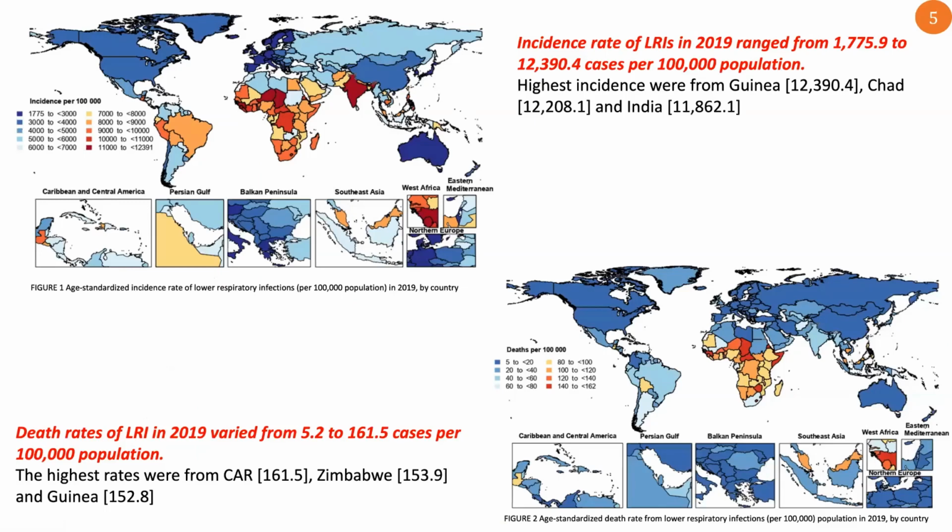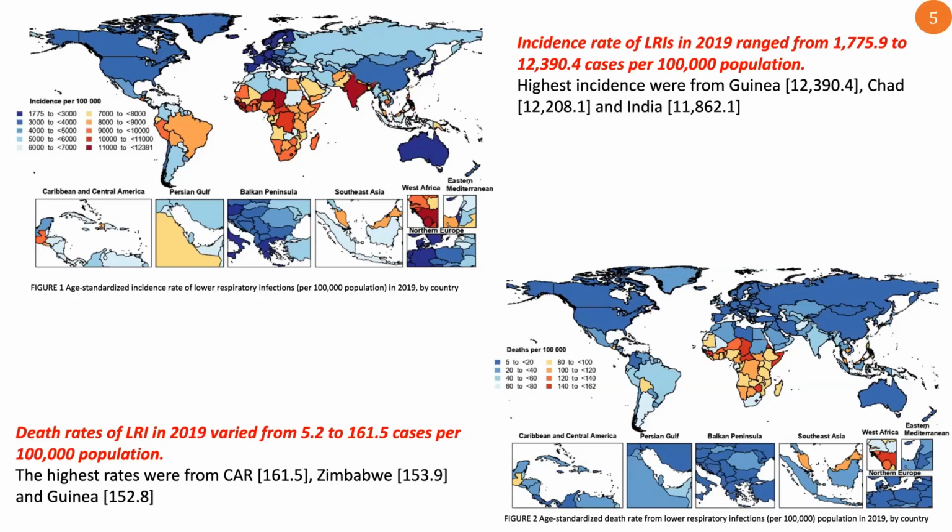This is a map regarding the incidence rate of lower respiratory tract infection in 2019. When we look at this map, we can find that Africa, but also South Asia, have the highest incidence of lower respiratory tract infection. Guinea, which is a West African country, and Chad and India have the highest incidence for this infection.